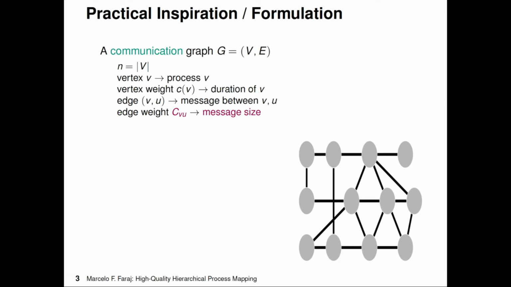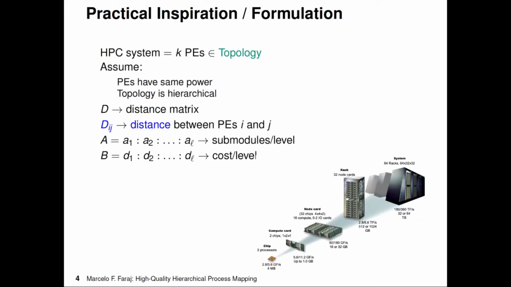the message size. An HPC system can be seen as k processing elements contained in some topology. In our case, let's assume that the processing elements considered all have the same power and that this topology is a hierarchy. So let's define the matrix D, the distance matrix, in which an element Dij represents the distance between the processing elements I and J.